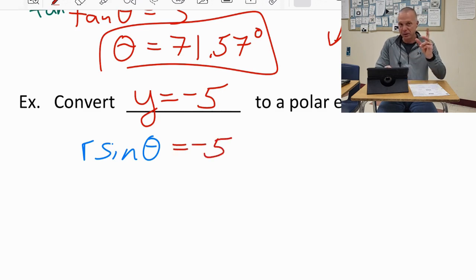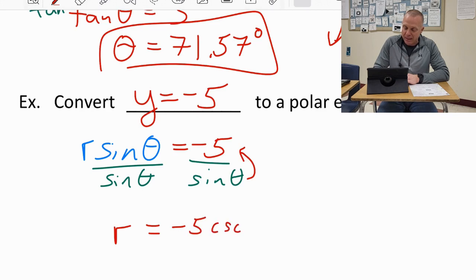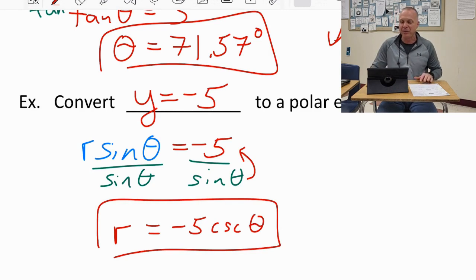Now, again, this looks a little different than the previous two problems, but I'm going to help you out here by saying that if we divide both sides by sine, now the reason I want to do that is because I want to write my answer as r equals. Now, when I have -5 divided by sine, I would legally be able to flip that sine up to the top and rewrite that as a cosecant. It's a little bit more simplified: -5 cosecant of theta.